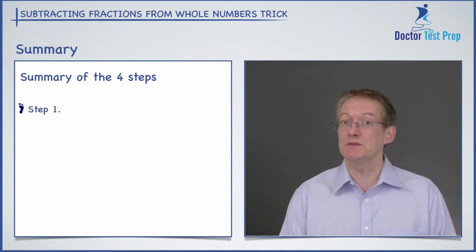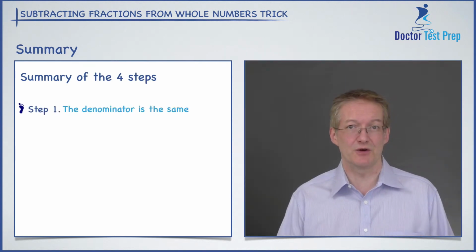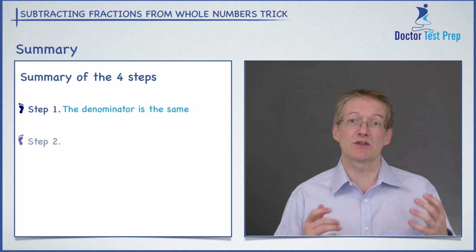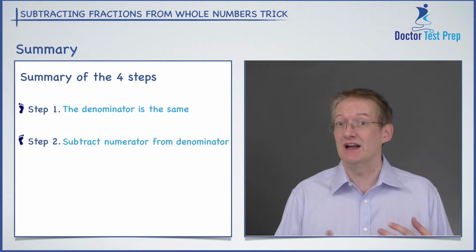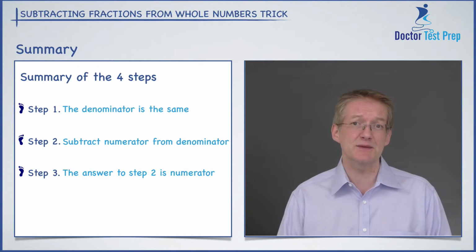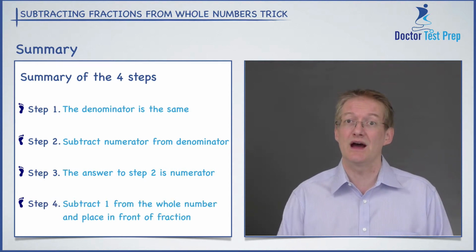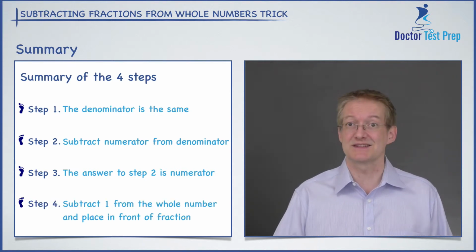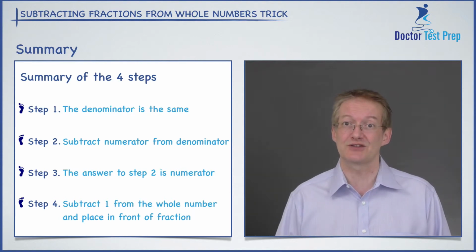Let's do a quick summary of the 4 steps needed. Step number 1, we keep the same denominator, nice and straightforward. Step number 2, subtract the numerator from the denominator, and the answer to that becomes our numerator. And then the final step is to subtract 1 away from the whole number, and the answer to that we just put in front of our fraction.